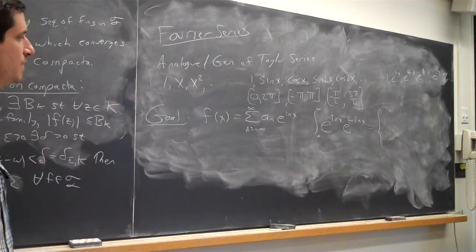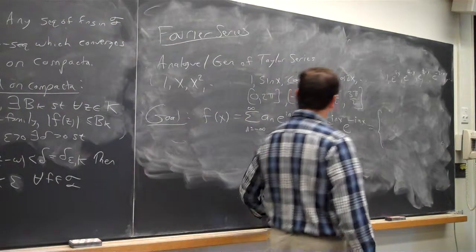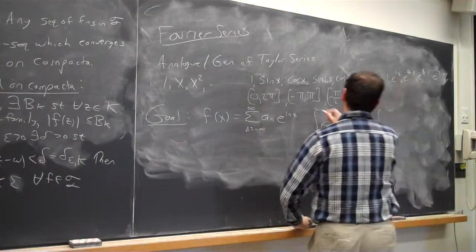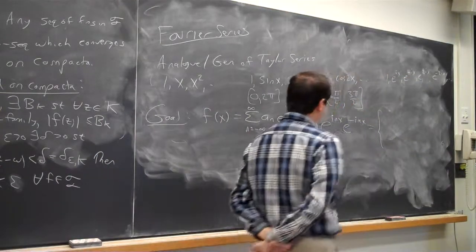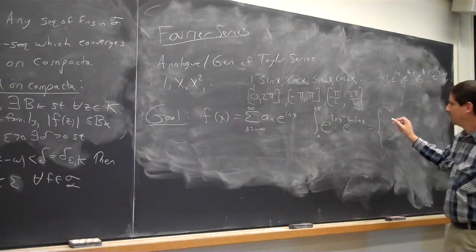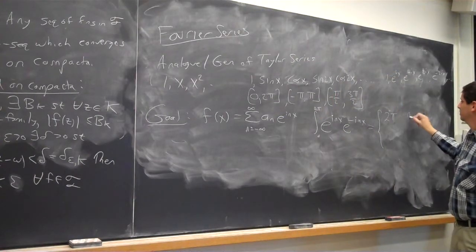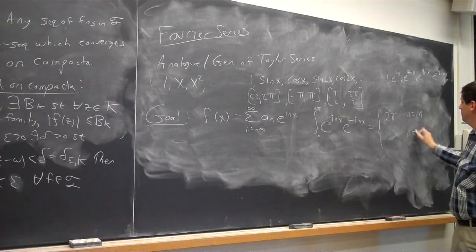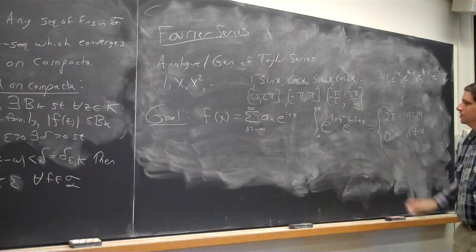Can you give me any values of n and m where this is easy to calculate? Oh, we don't want to go to infinity. 0. Let's go to 2 pi. If n equals m, we get 2 pi. And if n doesn't equal m, 0.